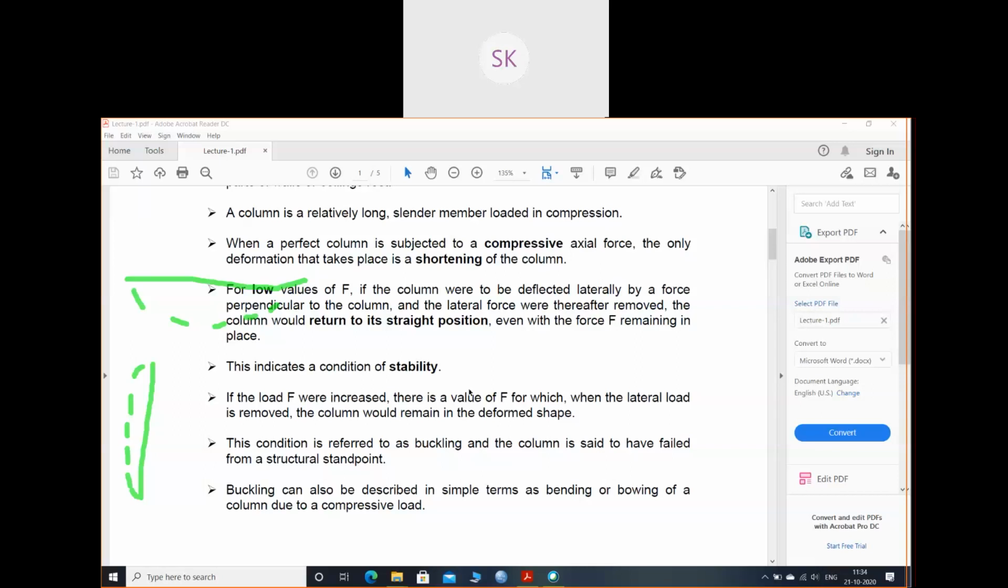bending as buckling, or bowing of a column due to compressive load. If a person bows like that, that is also like buckling. When you do a namaskar in some part of the region, you bow, so like that. Hope these points are clear. The basic stability criterion is that it shouldn't stay in a deformed shape; it should come back to its original position when you remove the load.